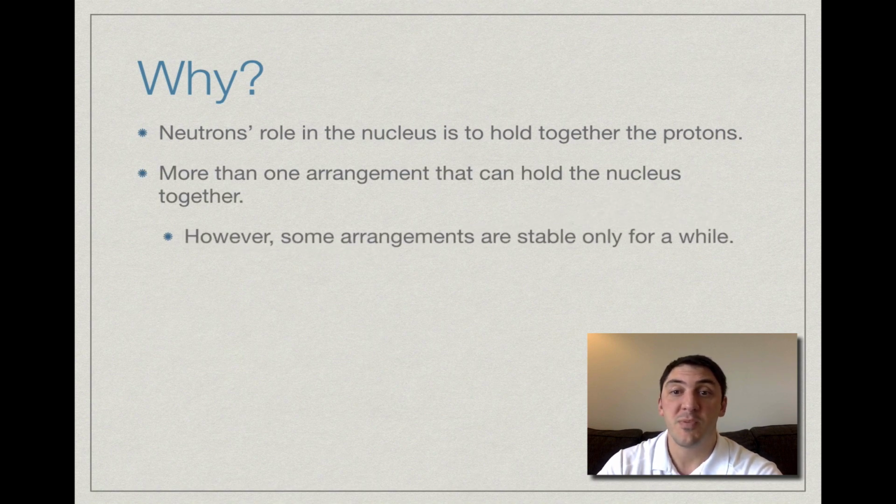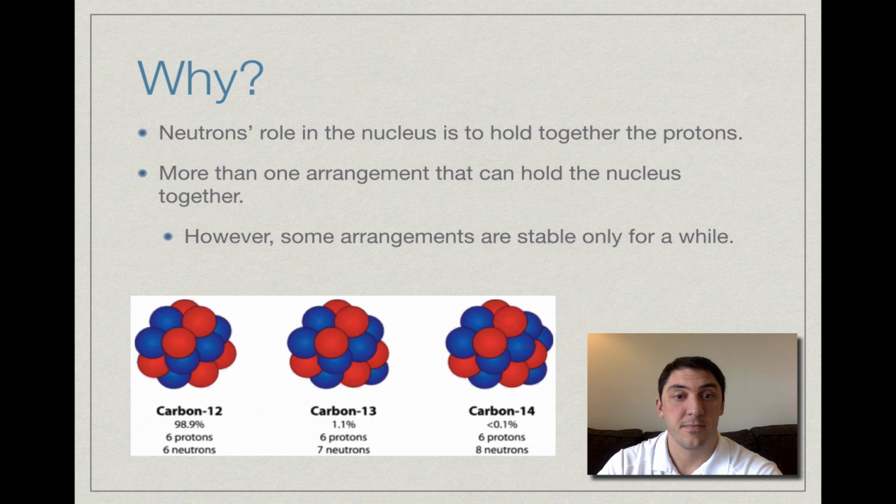So, some arrangements are only stable for a while. For instance, there are 3 different isotopes known to exist for carbon. There's carbon-12, which is 98.9% of all the carbon in the universe. It has 6 protons, because again, it's carbon, so it has to have 6 protons, and 6 neutrons. 6 protons and 6 neutrons in the nucleus added together means it's got a mass of 12. That's why it's called carbon-12.